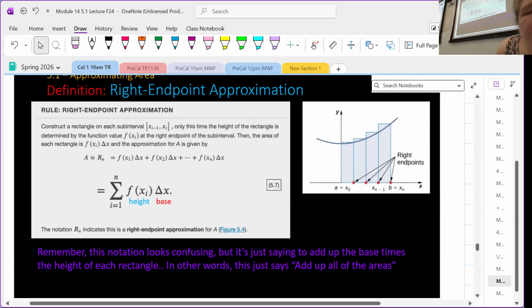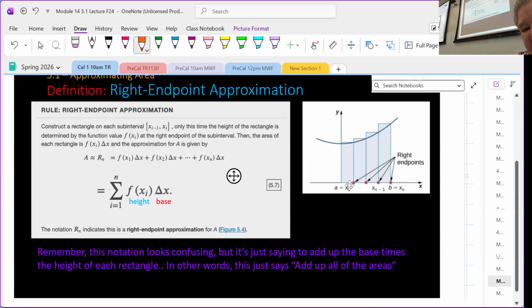So if I am doing a right endpoint approximation, then A is my x sub 0 point. Then my first right endpoint is x sub 1. So my first height would be f of x sub 1. So my index here starts at 1 and goes to n.